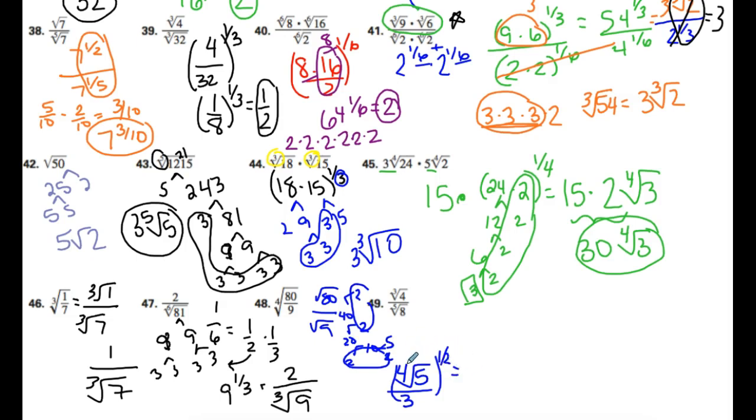So the square root of 4 is 2, and then I need to do times 5 to the 1/4 power over 3 to the 1/2 power. And it gets pretty complicated. I'm okay if we just leave it there. We're not really going to get into too much of that. Okay.